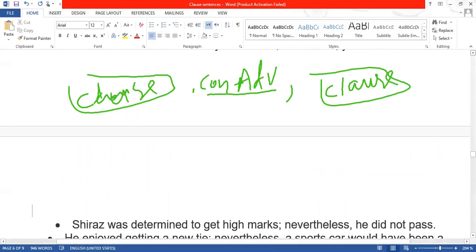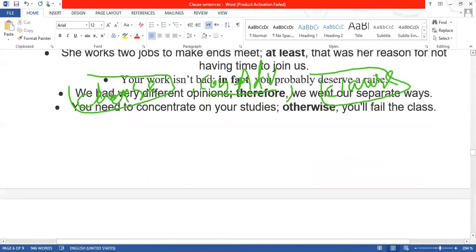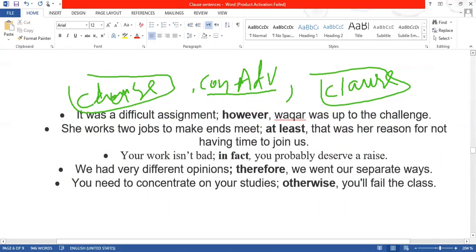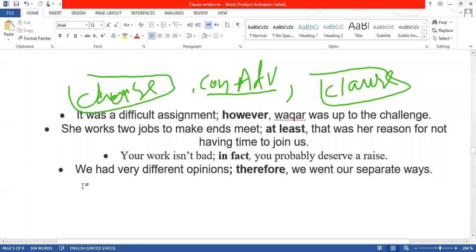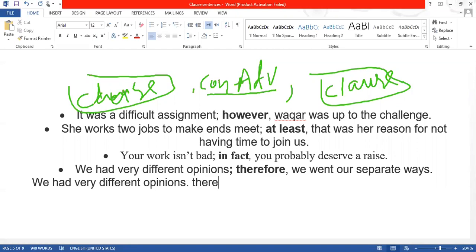I'm writing this example with this formula, the one I just wrote on the screen. Clause, full stop, and then conjunctive adverbs. See this one. We had very different opinions. Full stop. Therefore, comma, we went our separate ways.